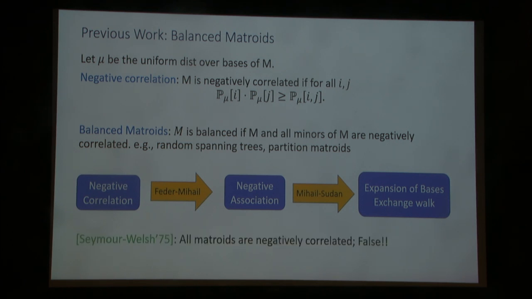But there was actually a conjecture back in '75 that all matroids are negatively correlated, but if you do some simulations, you see that it's actually completely false. You can construct matroids with 8 elements for which this is false. Okay, so you don't have negative correlation. In fact, most matroids don't have negative correlation.